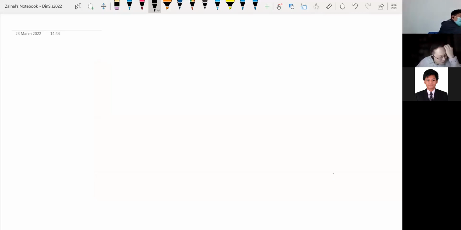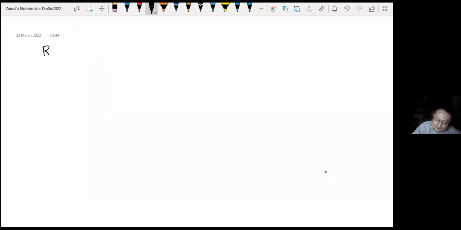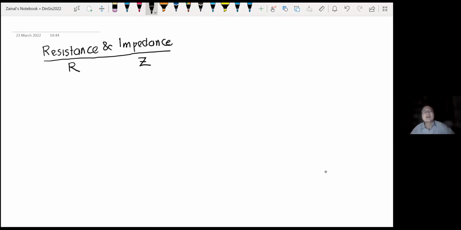Okay, first I want to review a very simple thing. I want to review resistance, because this one correlates with impedance. Resistance, the symbol is R, while impedance, the symbol is Z, right? This one is the symbol.